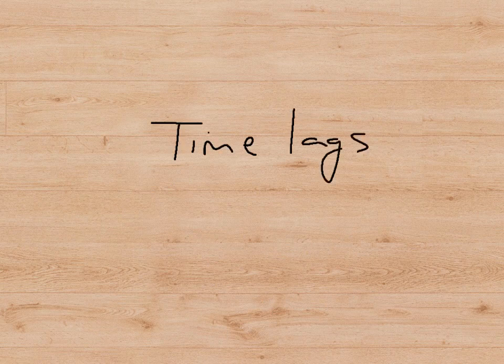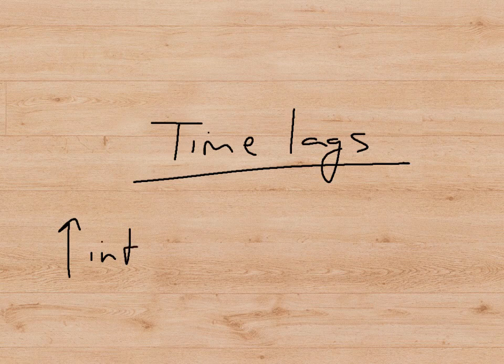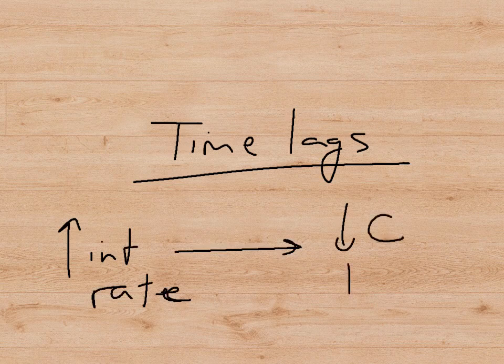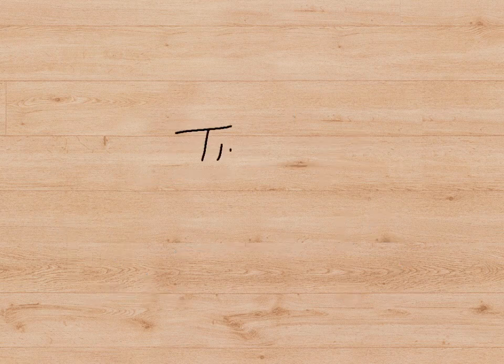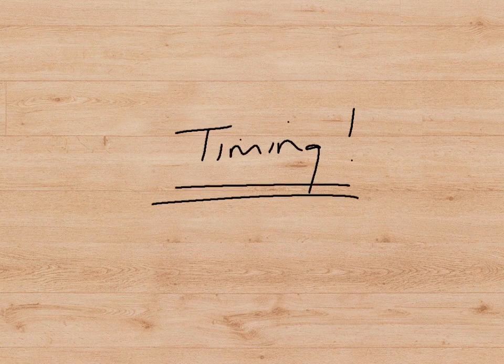But the crucial thing is this thing of time lags. There will be time lags between a change in the interest rate and the effect that we wished it to have on the economy, which is a decrease in consumer spending and investment spending. And because of this time lag, timing is all important in the efficient use of monetary policy to control inflation.